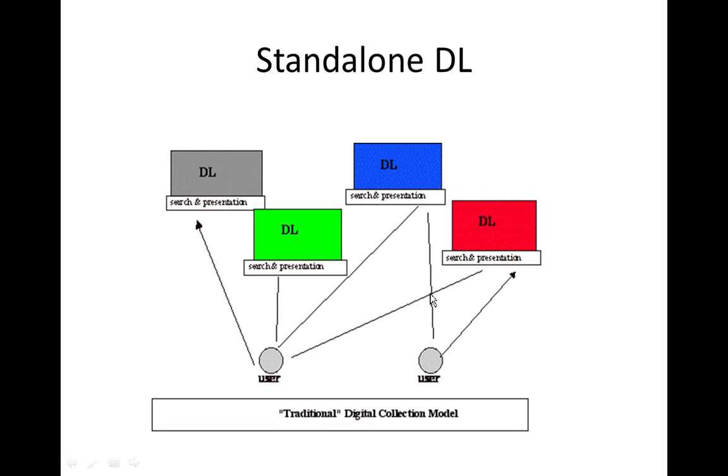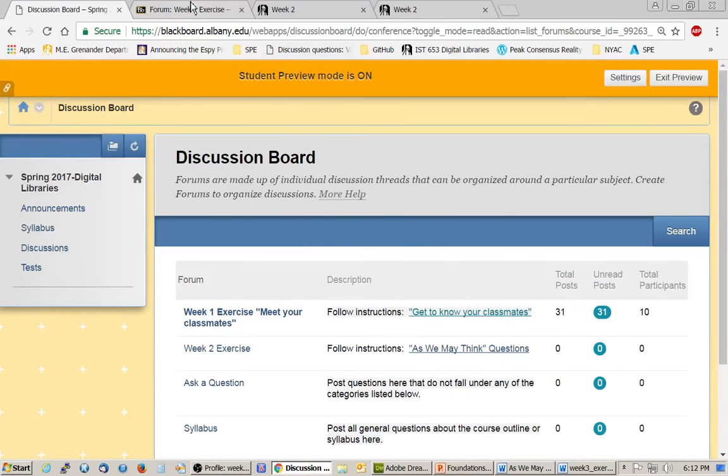Here's a visualization of what a standalone digital library might look like. Here we have the user. These are a couple users. They want to go to a digital library, so they're going to go out on the web. They're on the internet here, and for each digital library, they're going to have a search and presentation screen that's going to be different for each one because they are really separate. Not unlike all the various collections I had you look at, I'll just pop over there real quick.